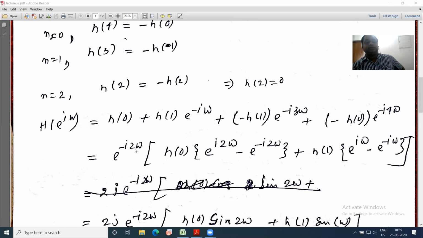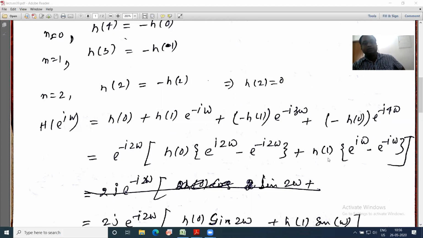So if I take e power minus j2 omega common, then it will be plus 2 omega, which corresponds to this term. I mean h0 e power minus j2 omega times e power j2 omega. This corresponds to the first term, and this term corresponds to this term. Minus, h0 I have taken common, and e power minus j2 omega times e power minus j2 omega gives e power minus j4 omega. So these two correspond to this term. Okay.